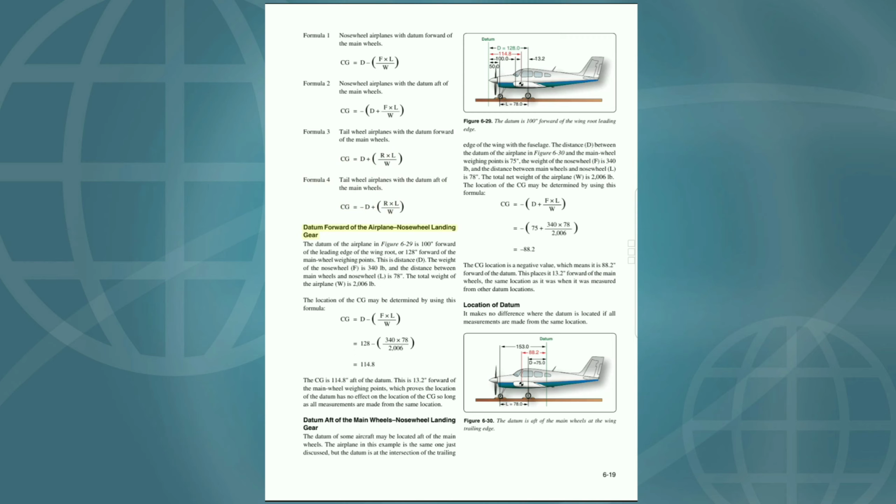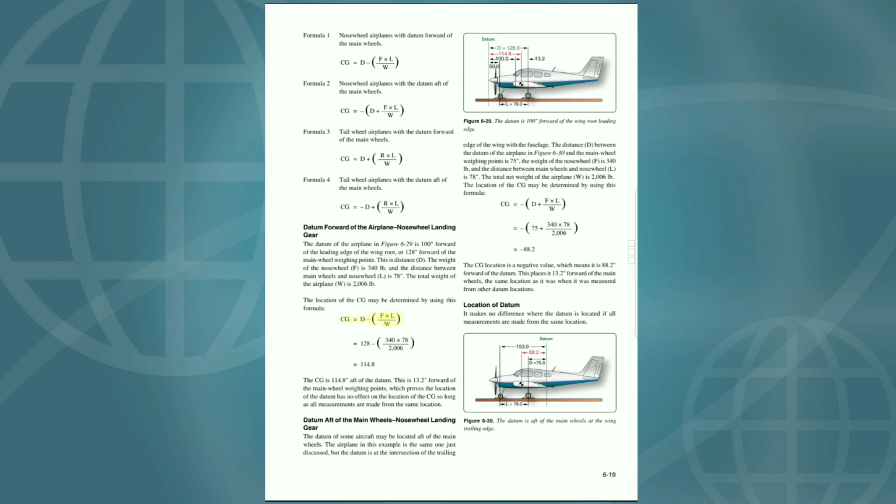Datum forward of the airplane, nose wheel landing gear. The datum of the airplane in figure 6-29 is 100 forward of the leading edge of the wing root, or 128 forward of the main wheel weighing points. This is distance D. The weight of the nose wheel, F, is 340 pounds, and the distance between main wheels and nose wheel, L, is 78. The total weight of the airplane, W, is 2,006 pounds. The location of the CG may be determined by using this formula.